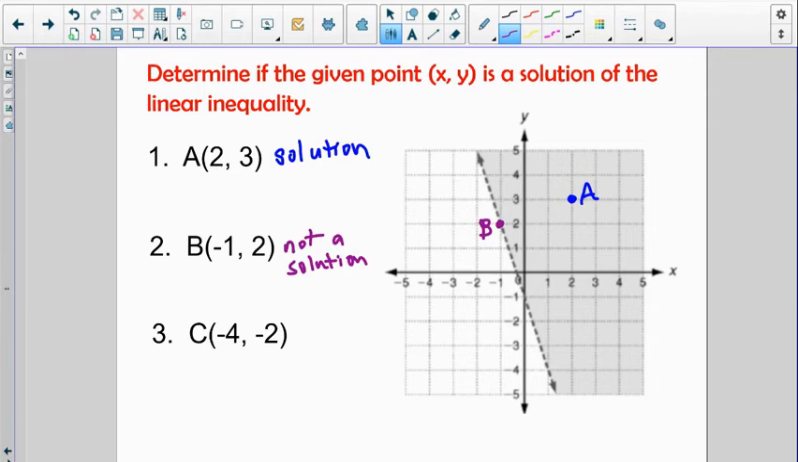Point C, we have at -4, -2. So I go to where x is -4, and then if y is -2, I would go down. And I can see that that's clearly not in the shaded side. So that also is not a solution.